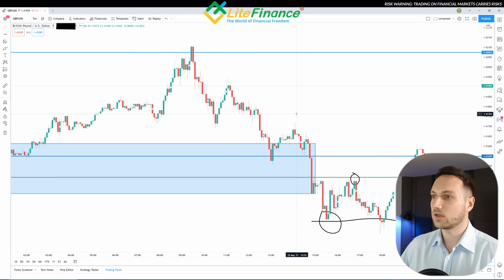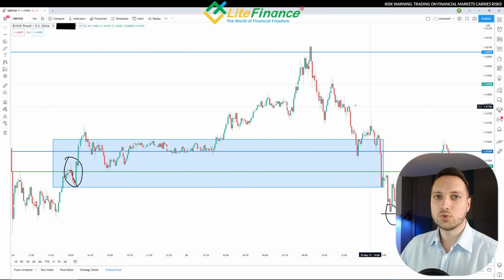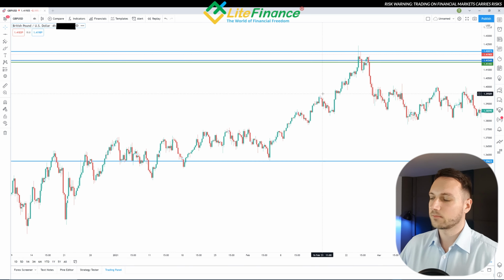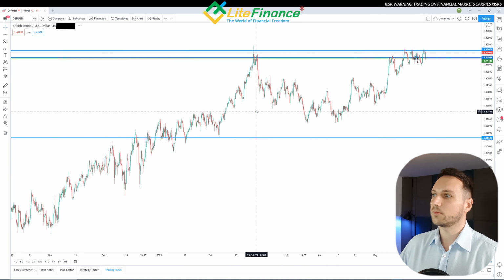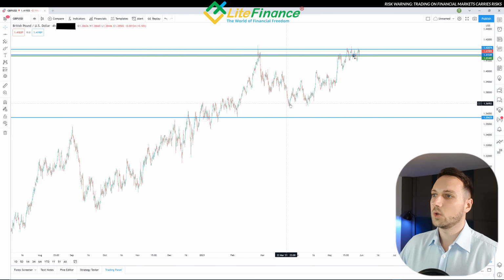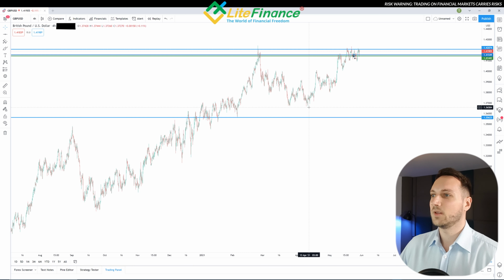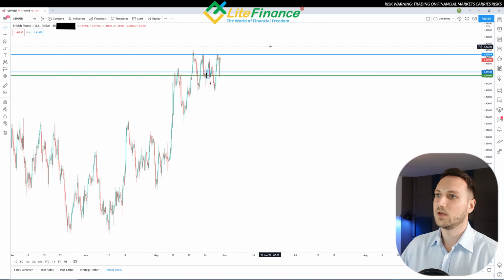So let's talk about it again. First, what we should do is look at the higher time frame to check where we are on the chart, which level we are at right now. For example, if we would be here, we would be looking only for buy opportunities, because we would be at the support. If we would be here, that would be our resistance, so we would be looking for sell. And again, support, looking for buys, etc.